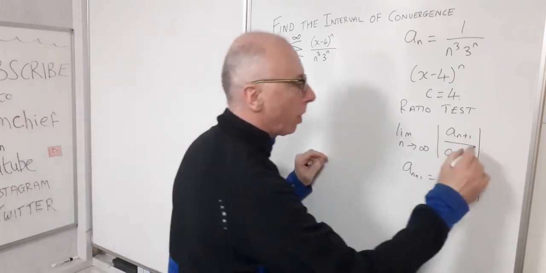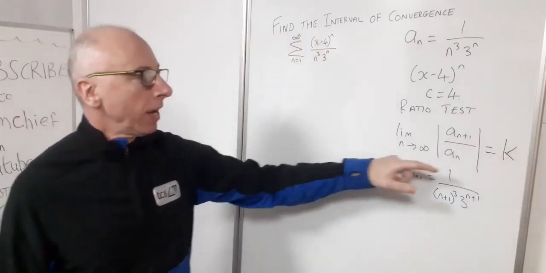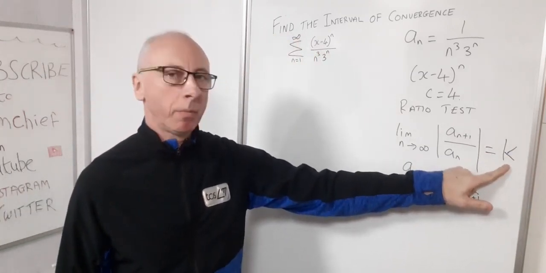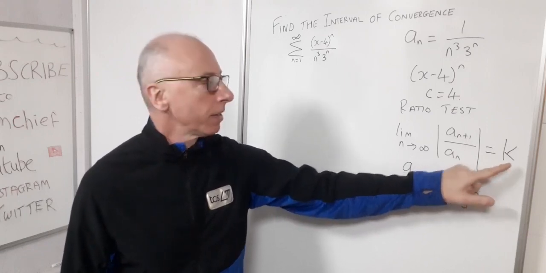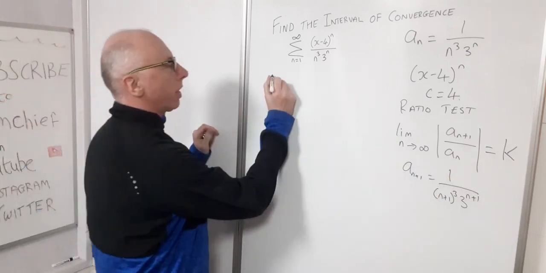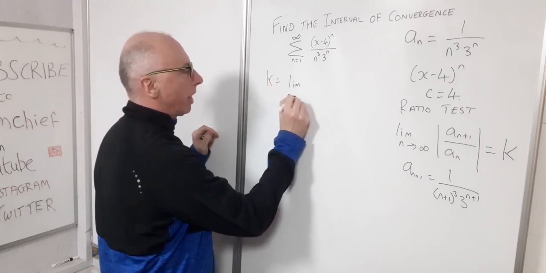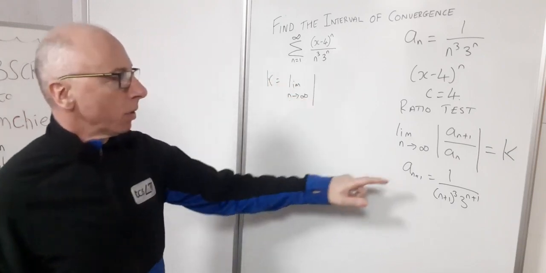Okay, now let's find a value for this. This one here, as n approaches infinity, I'm going to use the letter k. Now that will give me a value where I can find my radius of convergence. K will not be my radius of convergence, but that will give me a tool in order to find the answer to that. So let's go straight into this one.